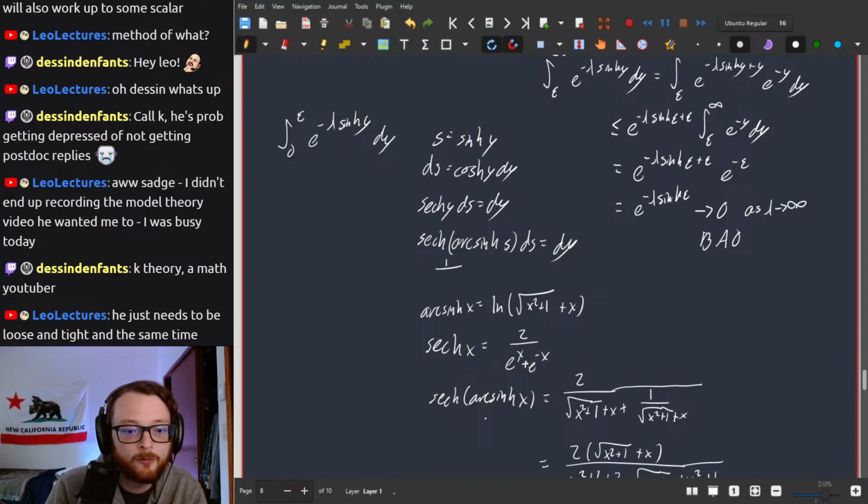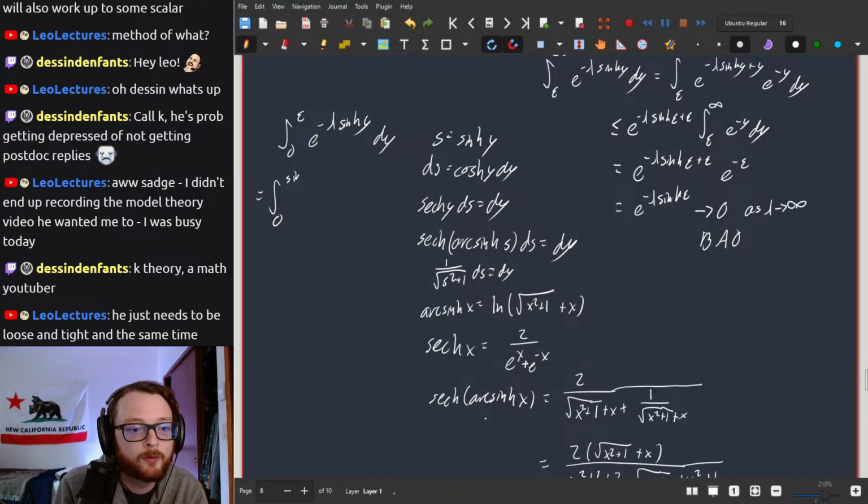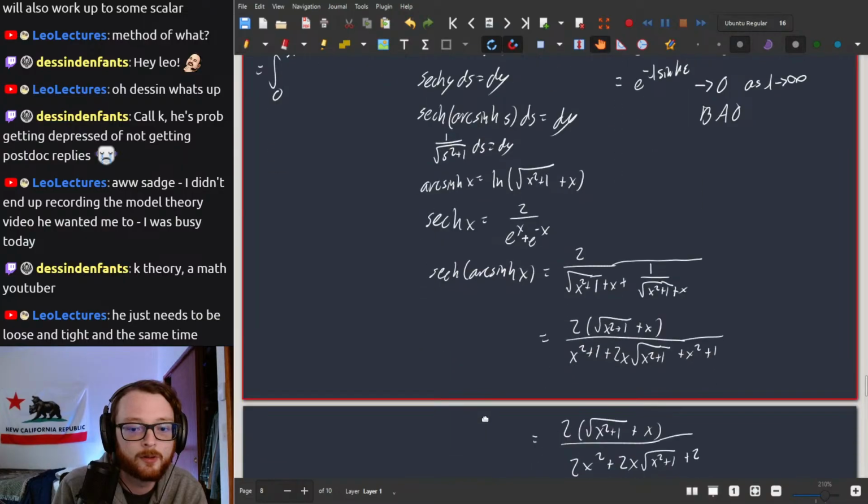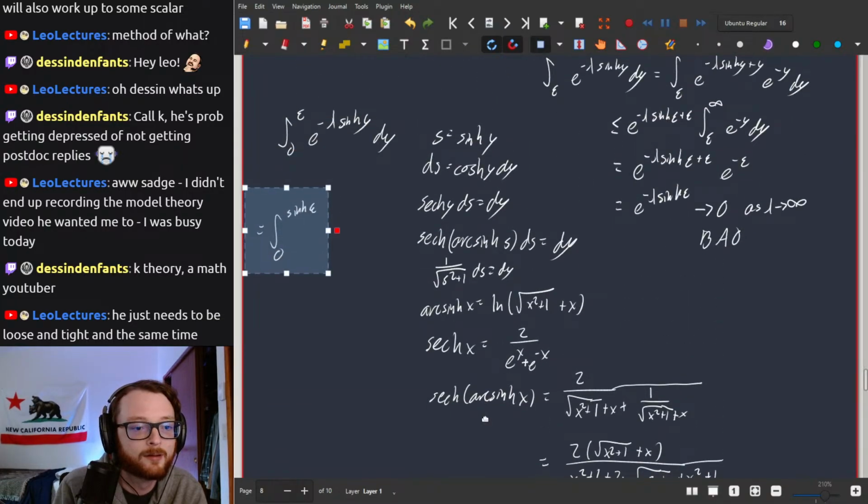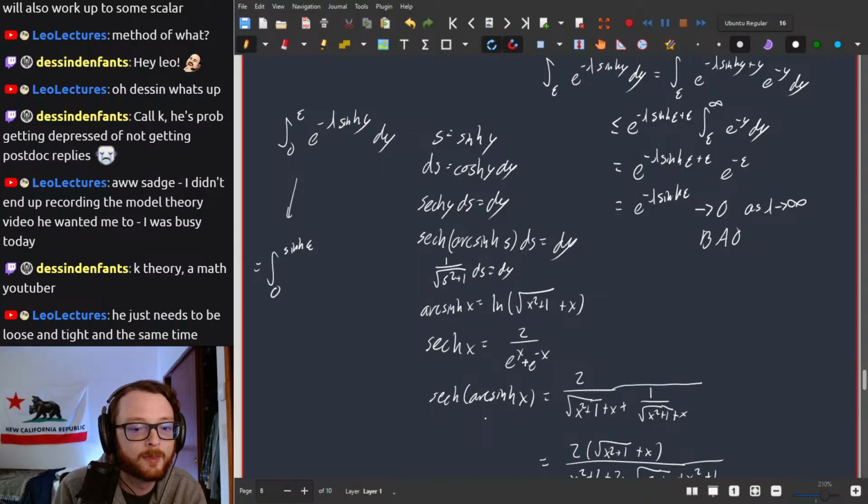I'll have to say this is 1 over root s squared plus 1 ds equals dy. When y equals 0, s equals 0. When y equals epsilon, s is sinh epsilon. This took up way too much room. Ugh. Minus lambda s, 1 over root s squared plus 1 ds. Okay.